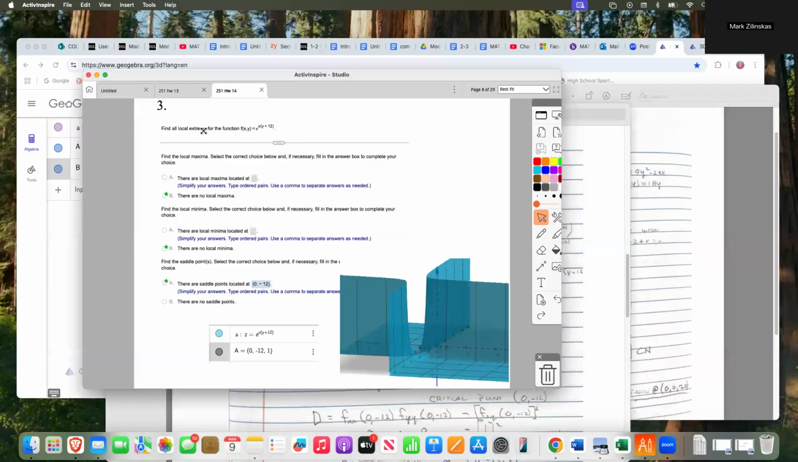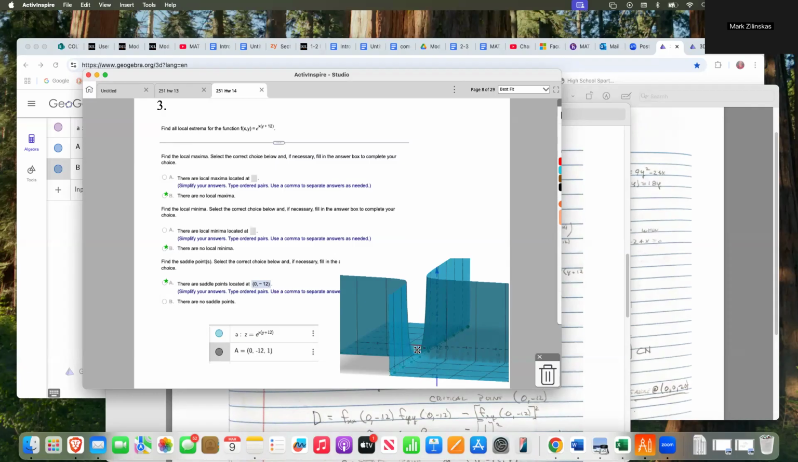Okay, so we have this function here and it says find all local extrema. I threw this graph on here just to show you these points, or point, I guess. And I'll do this again in the live graph. This is just a captured image showing you the point, but there's no local maximum, or maxima, which would be more than one maximum. No local minimum. So you would just select that, and then there's a saddle point. There's actually one saddle point here at (0, -12, 1).